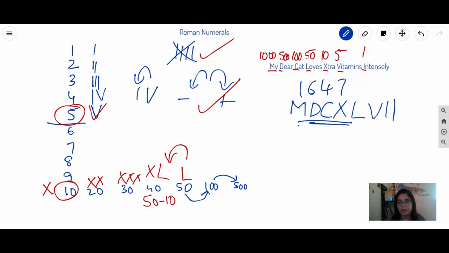So this is how we write it. This is a 1000. This is a 600. This is a 40 and this is a 7. That's how we write 1647.